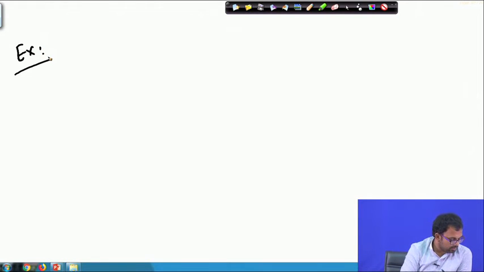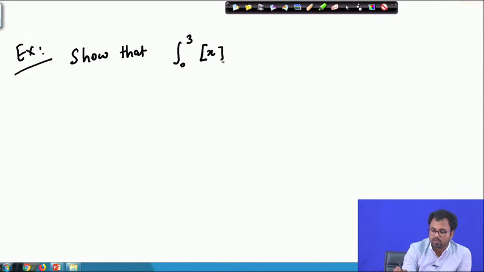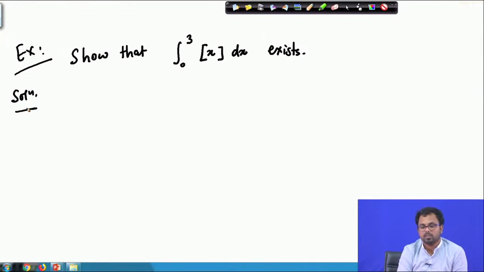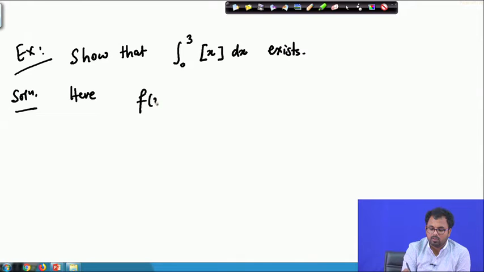So another example would be: show that the integral from 0 to 3 of box x dx exists. So first of all, I hope most of you know what a box function is. So let us write the box function. So here f(x) is box of x.